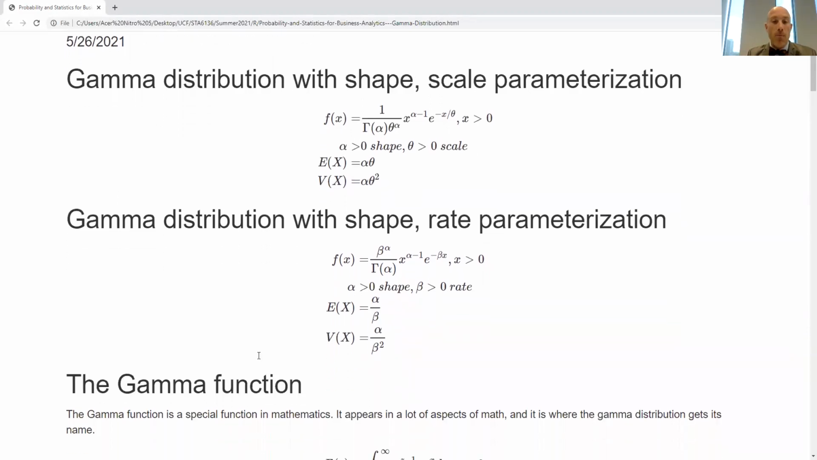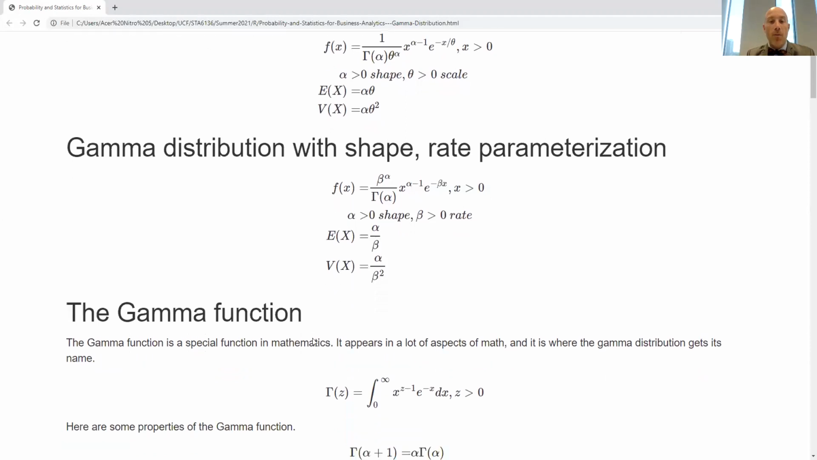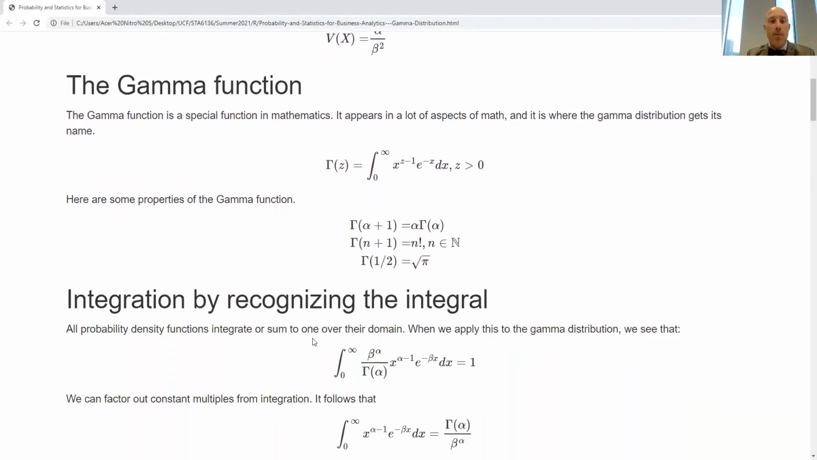Now, the gamma function: you'll notice that I have this gamma function of alpha in both versions of the gamma distribution. So this is where we get the name for the gamma distribution. It's from the gamma function. Well, what is the gamma function, you ask? Well, you're about to find out.